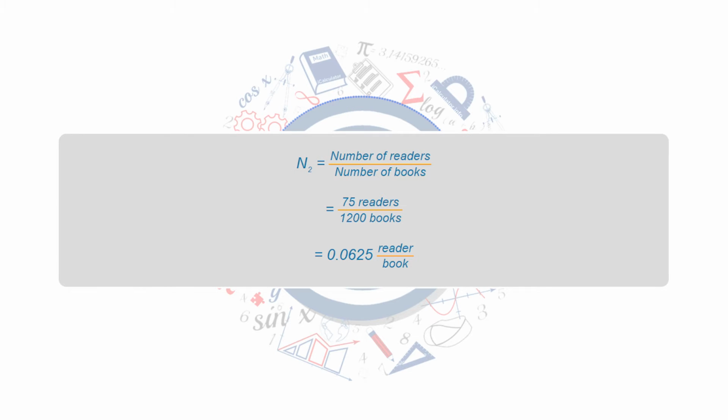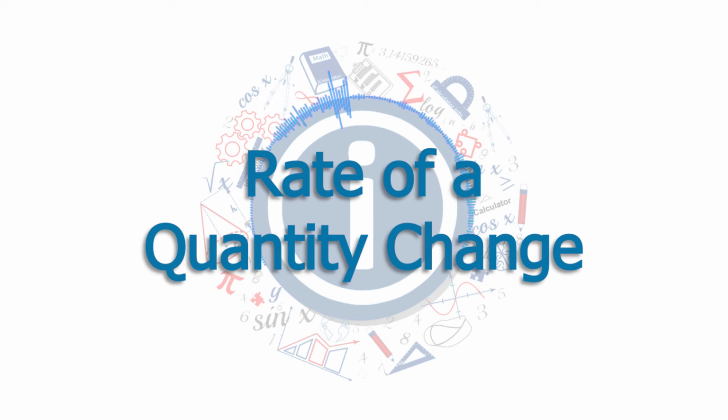Number of readers for each book, N2. We have the following equation. Since both of these unit rates belong to the same event, they are called associated unit rates. Rate of a quantity change.